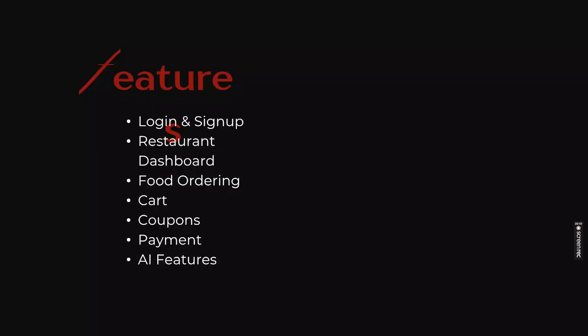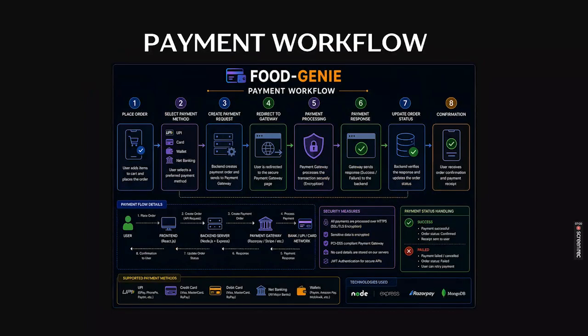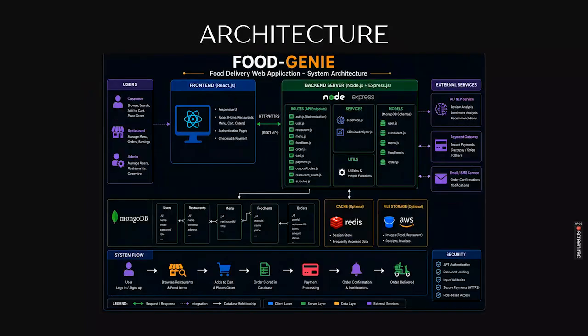Now that we have discussed the motivation and objective behind FOOD-GENIE, let us move on to the technical implementation of the project. Every successful software application is built on a strong architecture. It is important to decide how different components of the application will communicate with each other. A well-designed architecture improves performance, makes the application easier to maintain, and allows new features to be added without affecting existing functionality. For FOOD-GENIE, we followed a three-tier architecture.